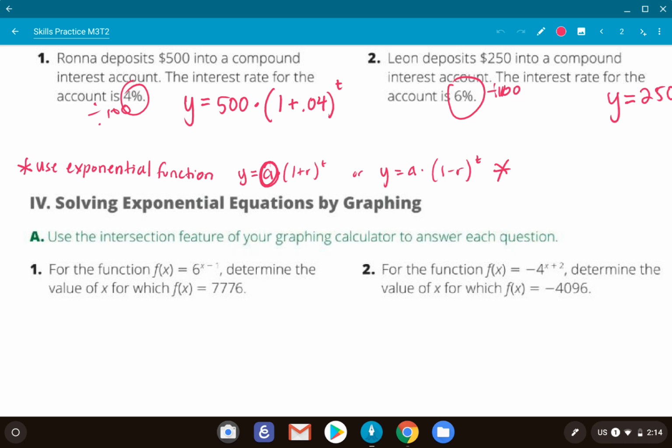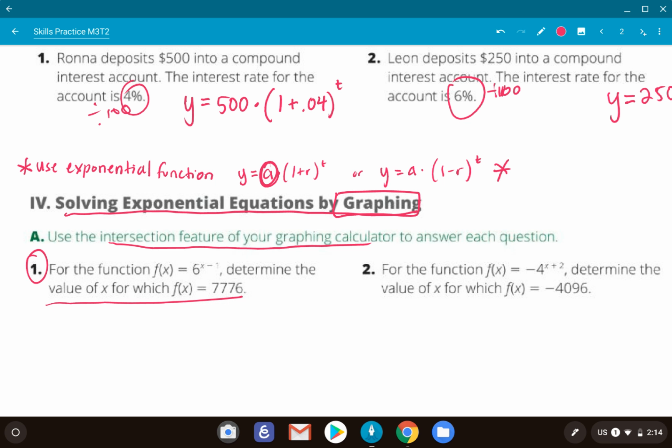This one says we're going to solve an exponential equation, but we're going to solve it by graphing. So we're going to use the intersection feature of the graphing calculator to answer each question. Let's go ahead and start by answering this question for the function f of x equals 6 to the x minus 1 power. We're supposed to determine the value of x for which f of x equals 7,776.